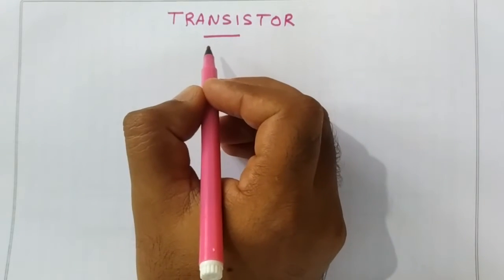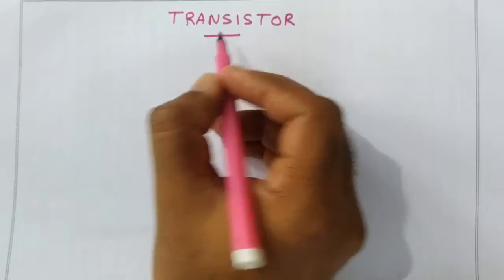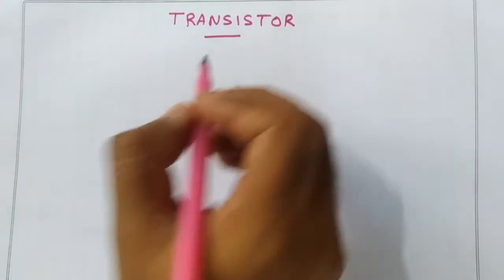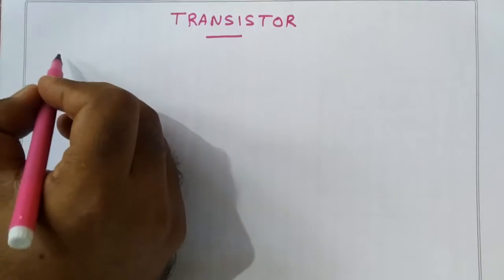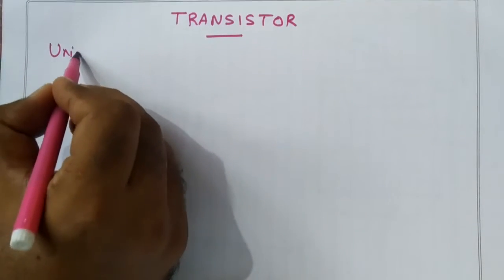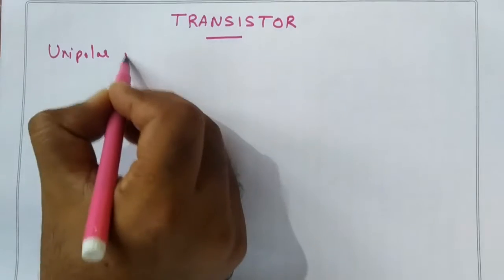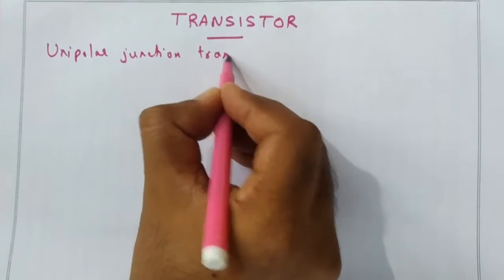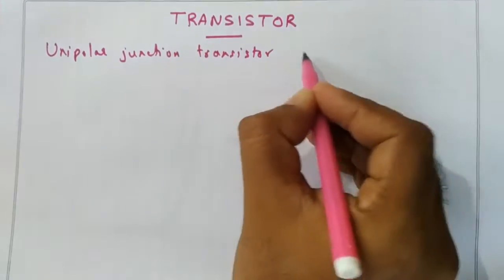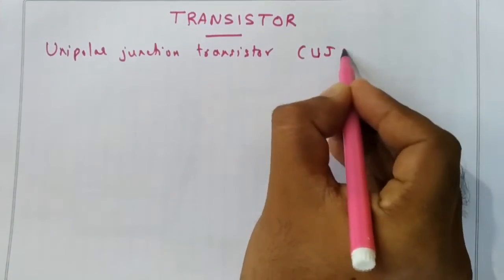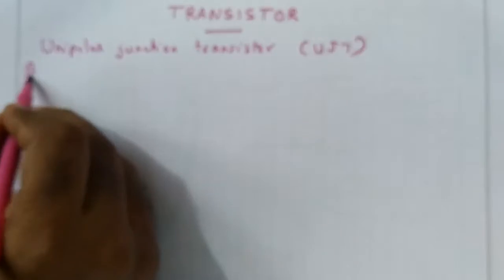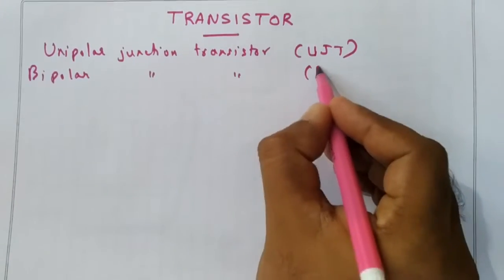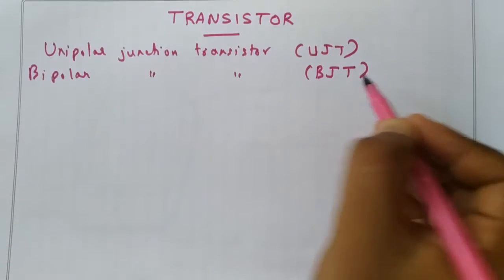Transistor is a semiconducting device which is used to amplify a weak signal. There are two types of transistors. One is called unipolar junction transistor, we call it as UJT. And second one is bipolar junction transistor, or it is called as BJT.